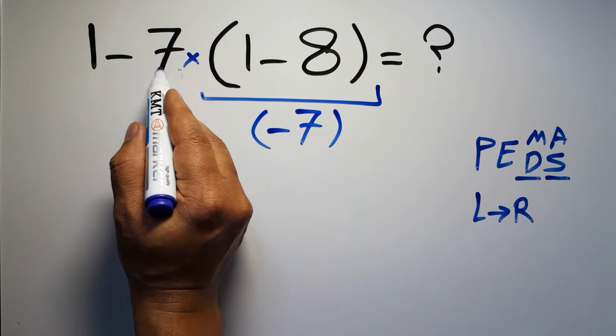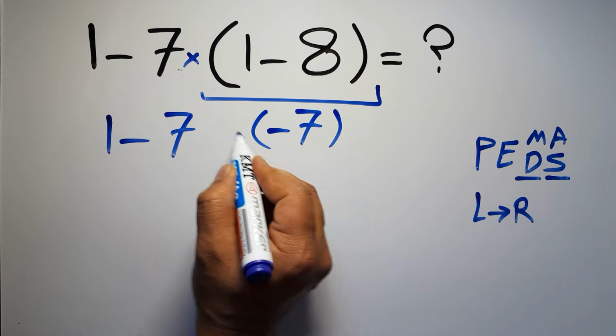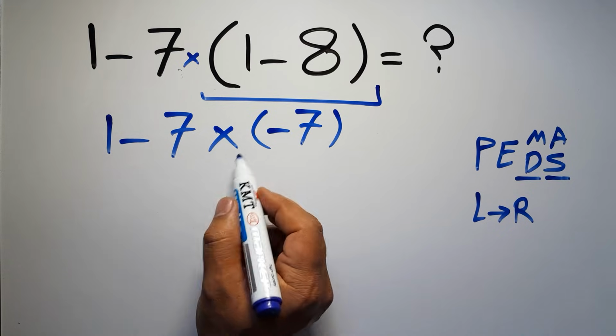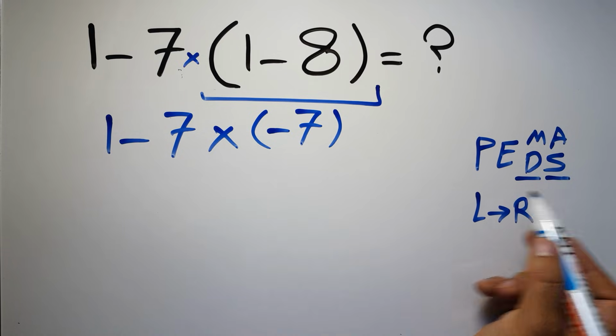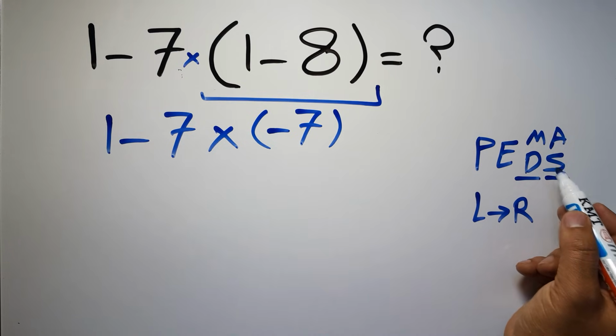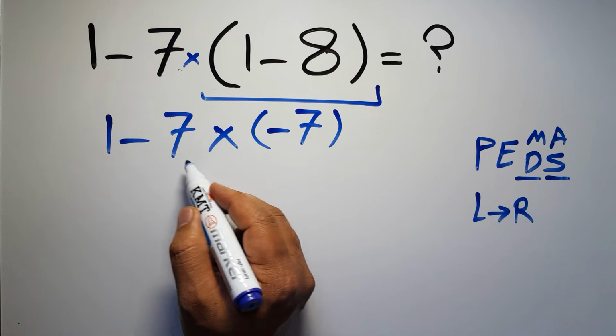So 1 minus 7 times negative 7. Now we have one subtraction and one multiplication. According to the PEMDAS, multiplication has higher priority than subtraction, because multiplication comes before subtraction. So here first we have to do this multiplication.